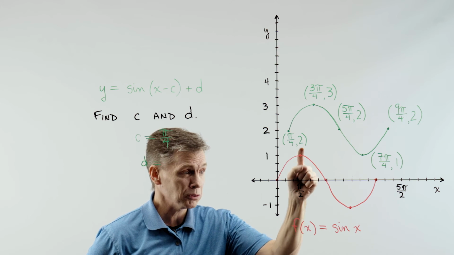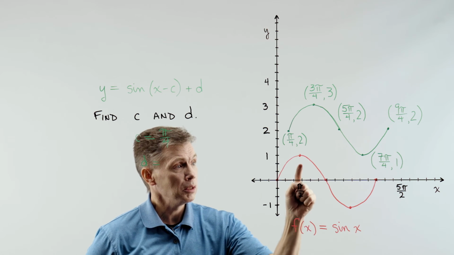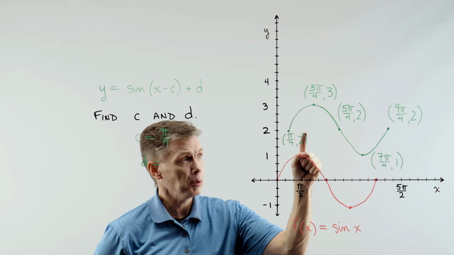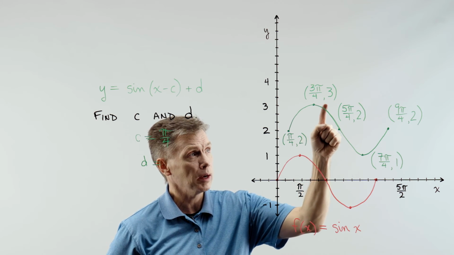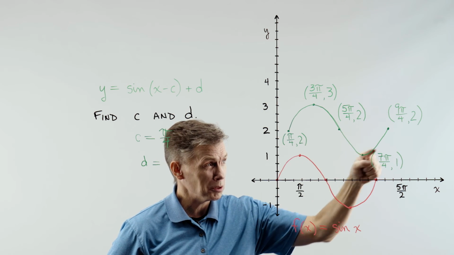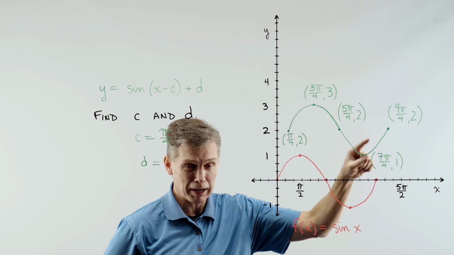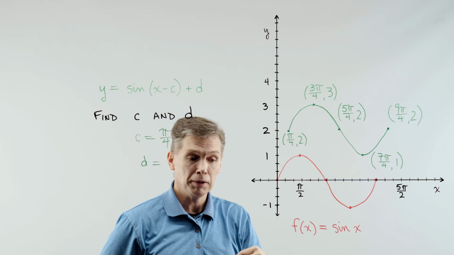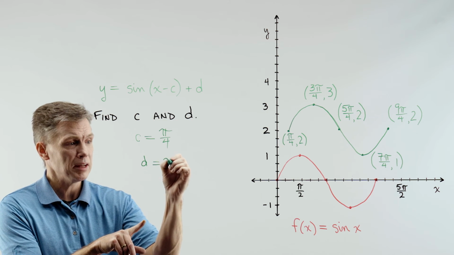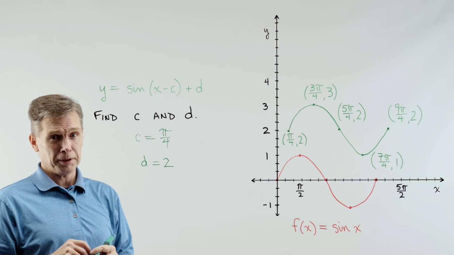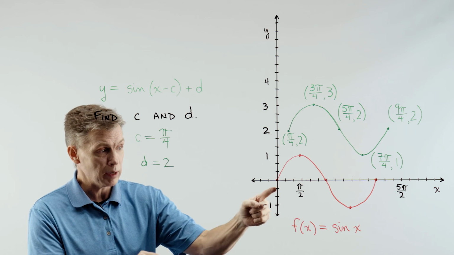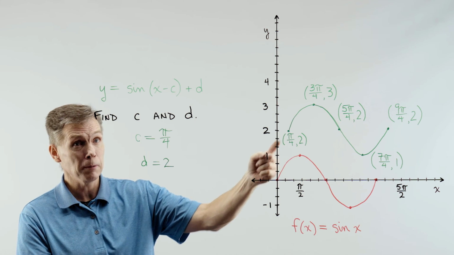Is that true everywhere else? At pi over 2, the y-coordinate of the original graph is 1, and the corresponding point would be here, and notice the y-coordinate has increased by 2. The y-coordinates of every point of the green graph are 2 units greater than the original graph. So my d value is 2. That's what we're doing, just trying to compare where we were to where we are now. Red is where we were, green is where we are now.